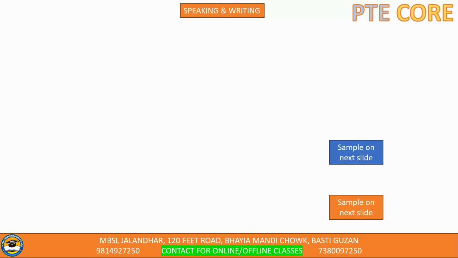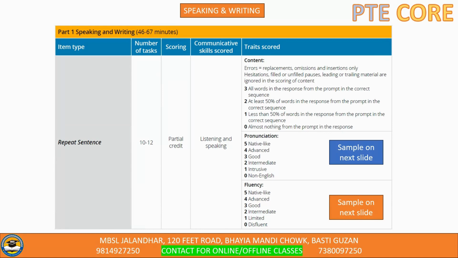Next one is speaking and writing. The item name is repeat sentence. The number of tasks you will get in the final exam will be 10 to 12, minimum 10 and maximum 12. Partial credit is there again, like read aloud. The scores are divided into content, pronunciation and fluency. This time it is 13 points. One repeat sentence is of 13 points.